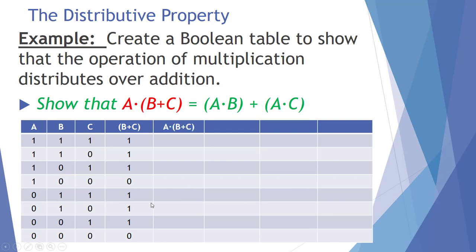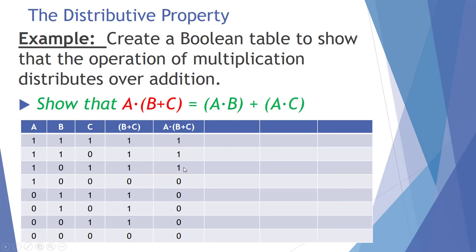Now that we have a B or C column, we're ready to build A and B or C. So we're looking at column A and column B or C. We have to have a 1 in both columns for each row in order to meet A and B or C. So in row 1 we have A and B or C, which results in a 1. In row 2 we have A and B or C, which results in a 1. And in row 3 we have A and B or C, which results in a 1.